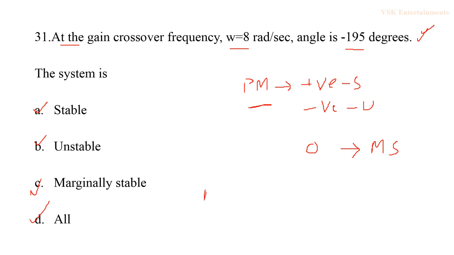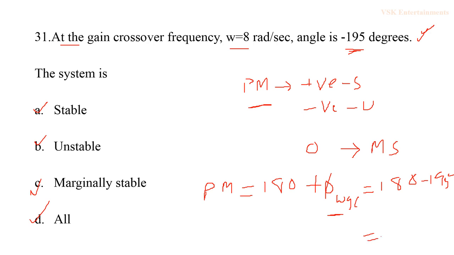The formula for finding phase margin is given as, phase margin is equal to 180 plus phase angle at gain crossover frequency, that is phase angle at gain crossover frequency omega GC. We know phase angle at this frequency was minus 195 degrees. That is equal to 180 plus minus 195. We are getting phase margin as minus 15 degrees.